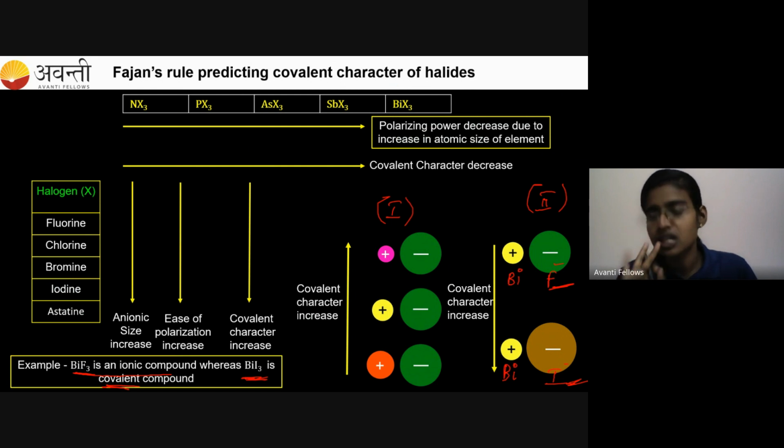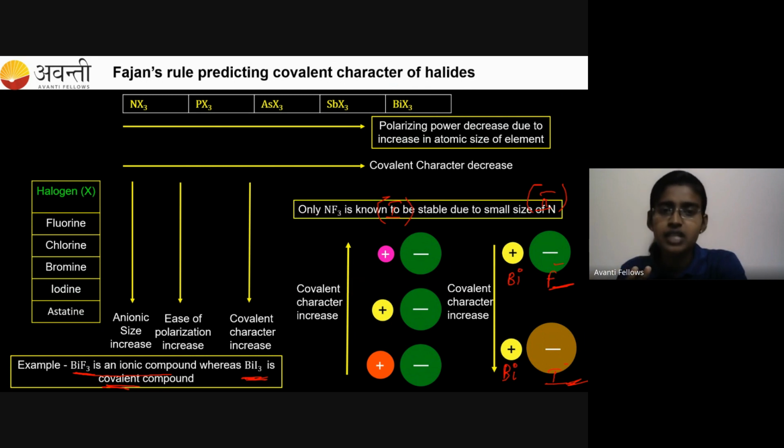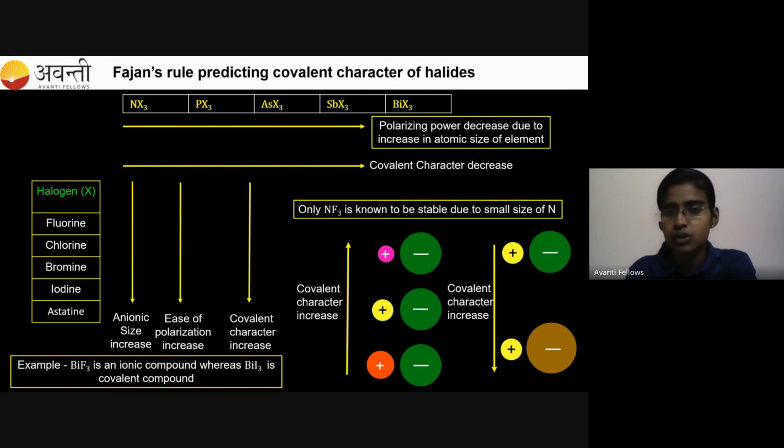Just study the 3 rules alone. Don't get confused. And talking about the nitrogen halides, only NF3 is known to be stable. NCl3 and NBr3 are all unstable. Only NF3 is known to be stable, due to the small size of nitrogen as well as the small size of fluorine. Got it? So I'll close today's class with a question for you from the concepts which we have discussed.